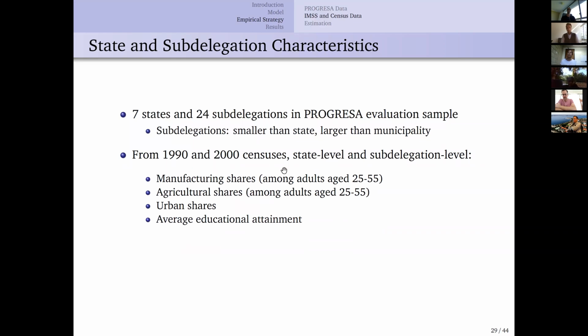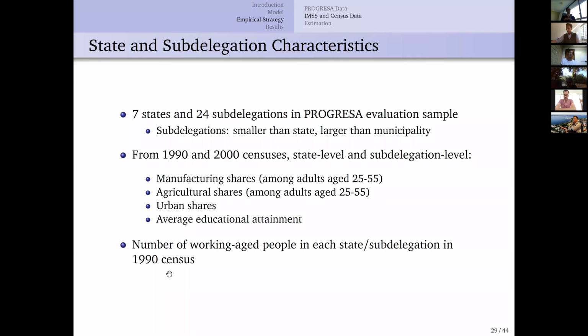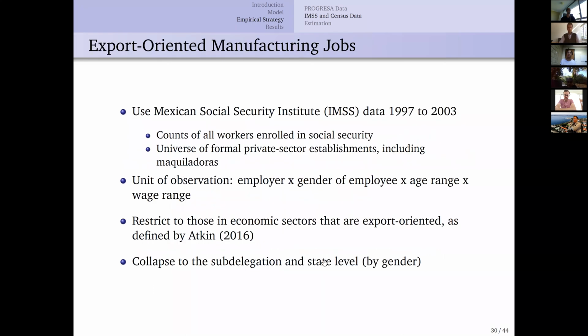And from the censuses, we're going to calculate at both of these levels manufacturing shares, these are variables I already showed you, agricultural shares, urban shares, and average educational attainment. These are mostly to make sure that our main results are not being driven by these other things. And we're also going to take the number of working age people in each state and subdelegation in 1990. We're just using that as a denominator for the export jobs variable, which I'm going to talk about now.